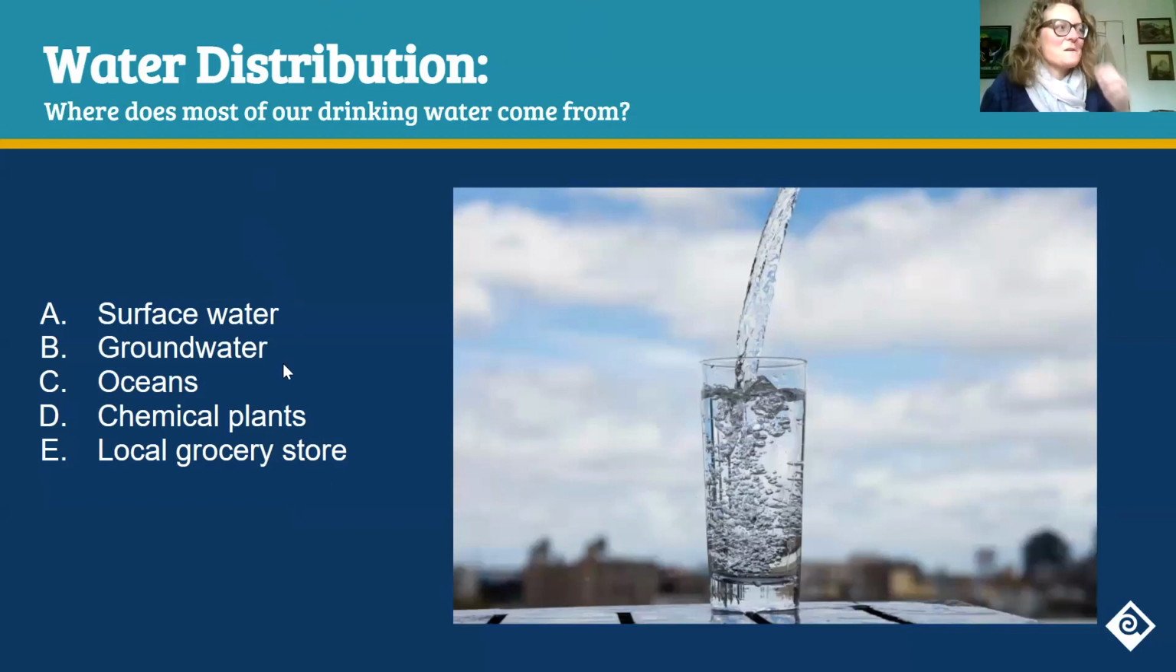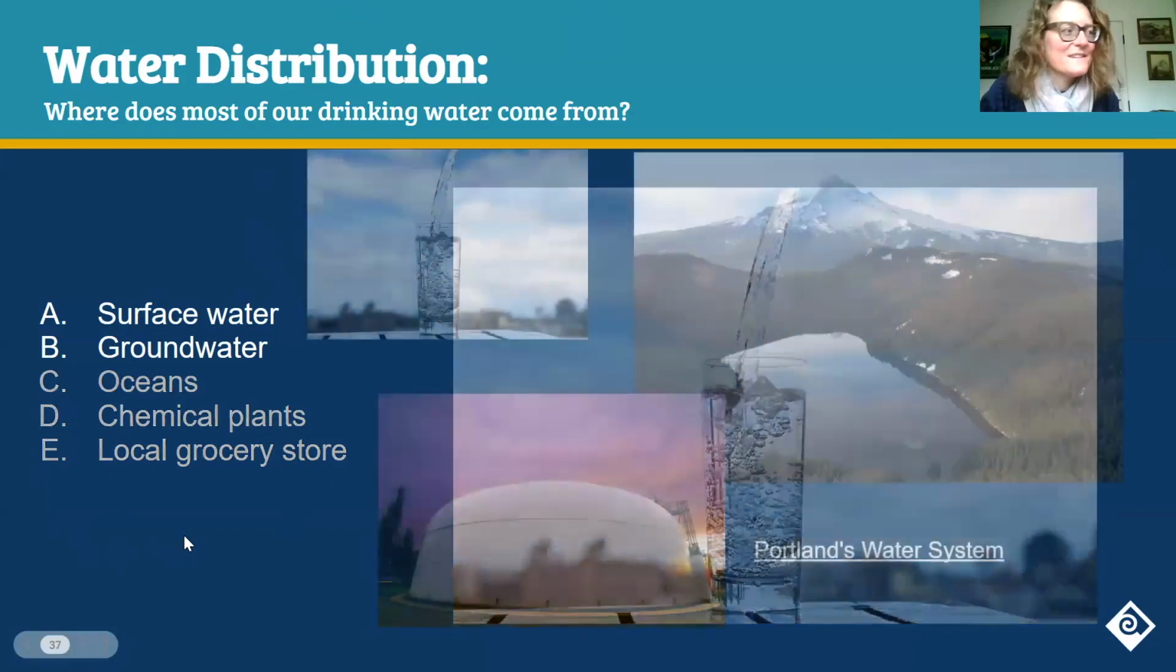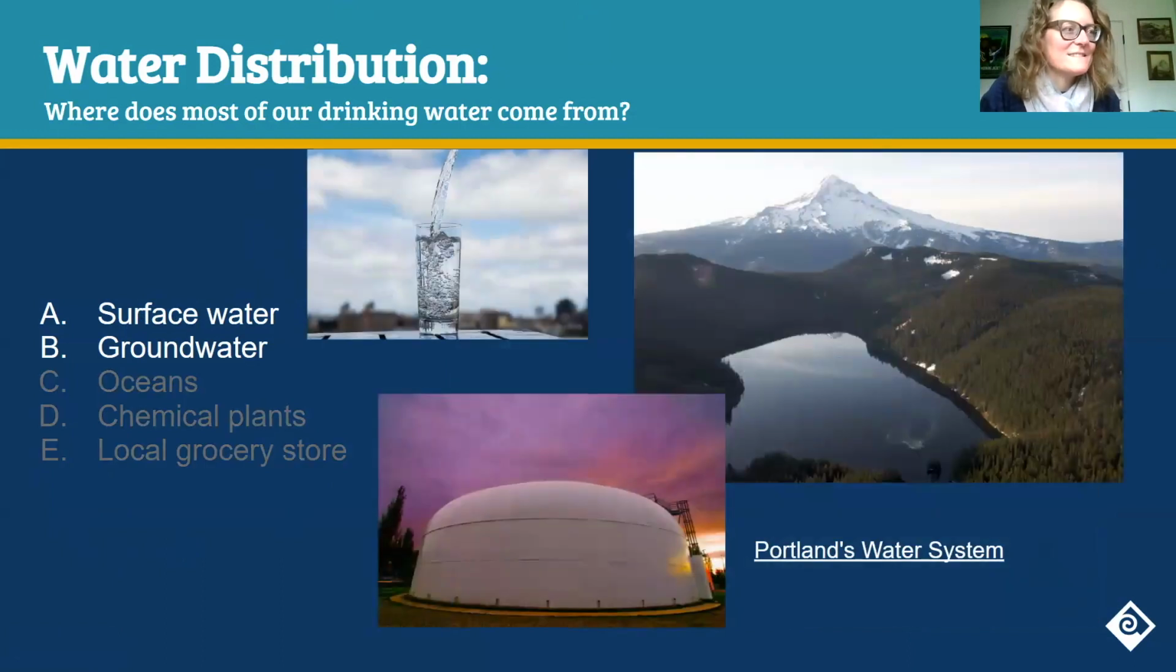Where does our surface water come from? Where does our drinking water come from? Surface, groundwater, oceans, chemical plants, local grocery store. See a lot of these, A's and B's. Very nice. Here we see Portland's water.